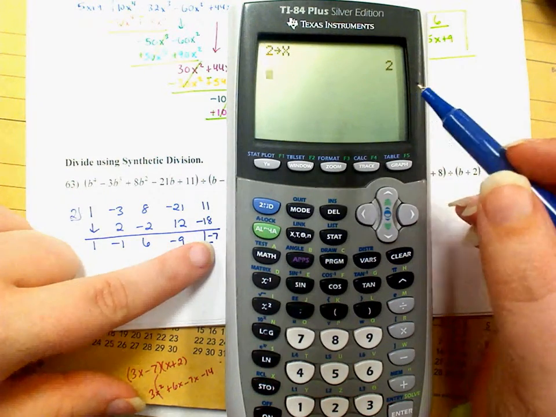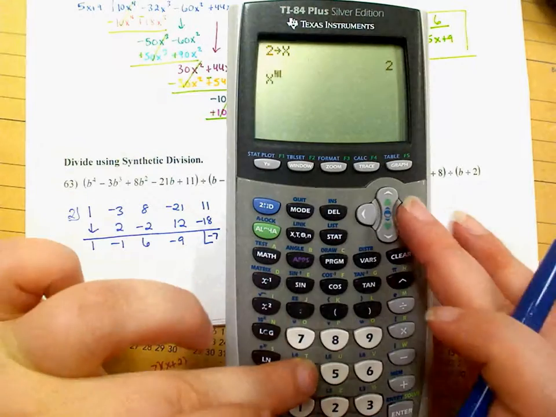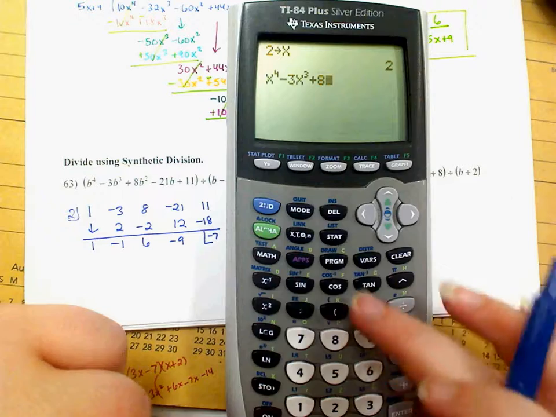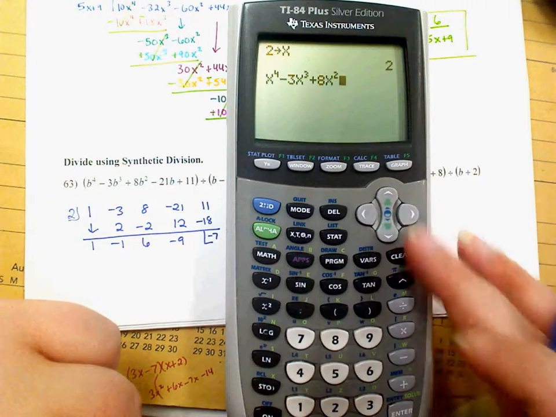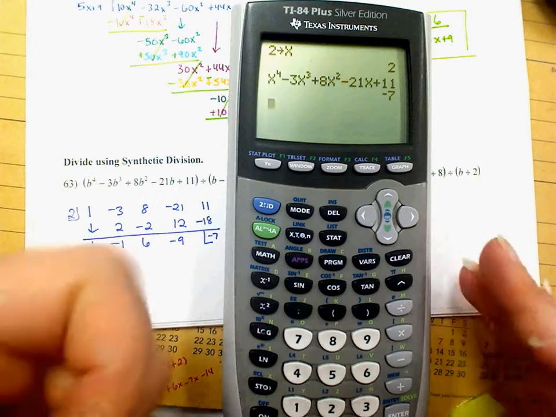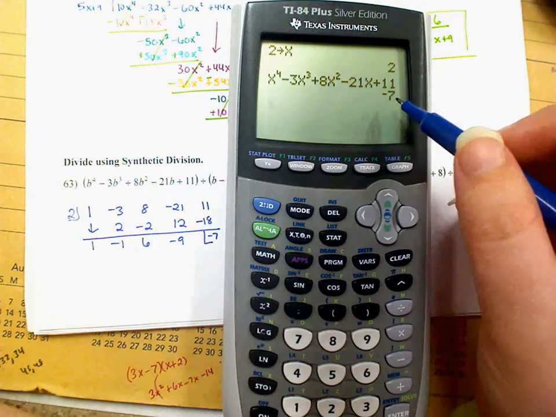So x to the 4th minus 3x cubed plus 8x squared minus 21x plus 11, and this is called the remainder theorem. Okay, and the remainder theorem says that when I plug in 2, I should get the remainder. And I got negative 7, which means I'm correct.